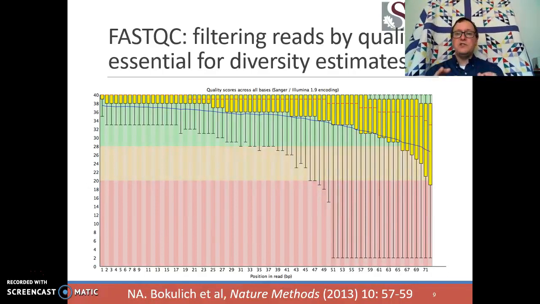So FASTQC is giving us a notion of how confident we can be about individual base calls across the body of the sequences that we've produced. So the FASTQ is output by the sequencer, and it includes base calls and Phred scores, quality scores. FASTQC lets us evaluate these quality scores in the context of lots and lots of the reads produced by the sequencer.